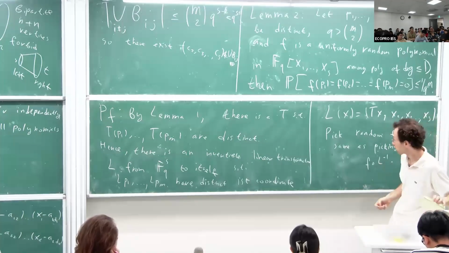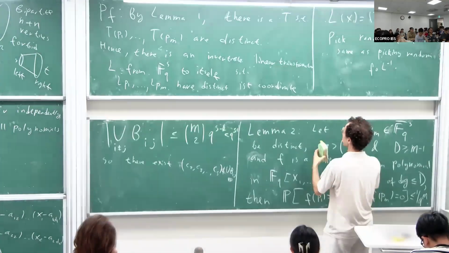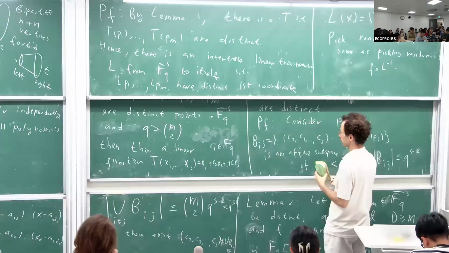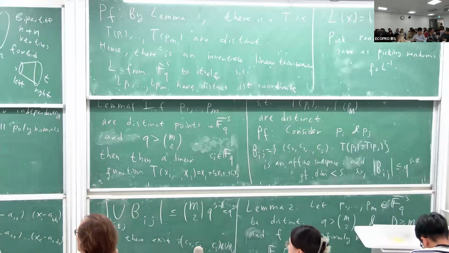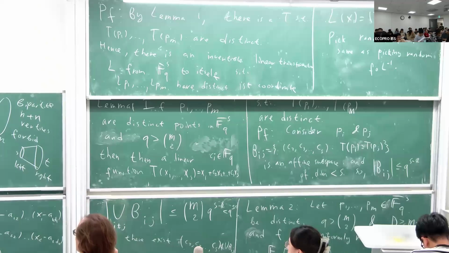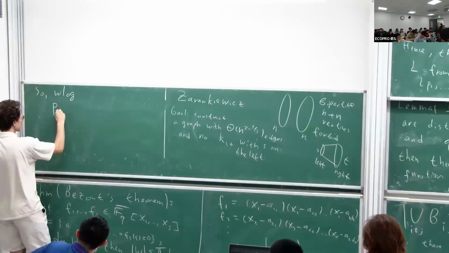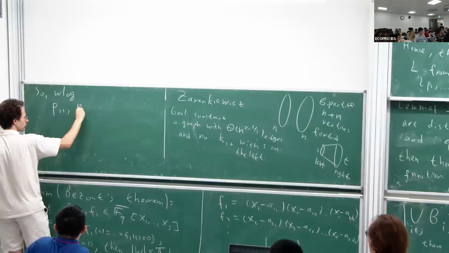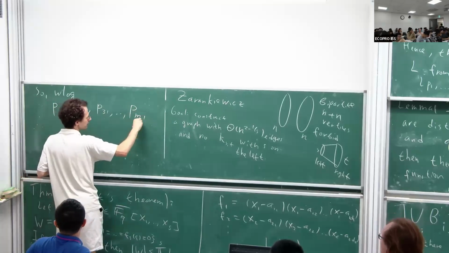Okay, so this means, without loss of generality, the first coordinates of these points are distinct.